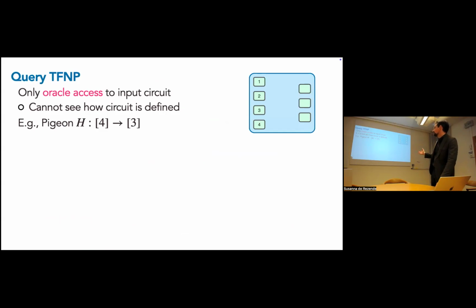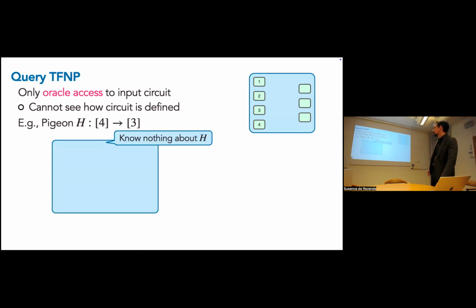So for example, here's an instance of this pigeon problem, which maps 4 things to 3 things. And we can think about a computation here. So you're trying to solve this pigeon problem. I'm going to reduce how we study this query TFNP to talking about decision trees. So that's what I will do here.